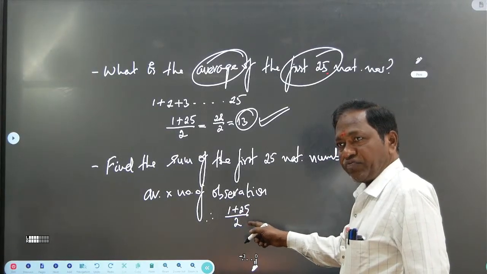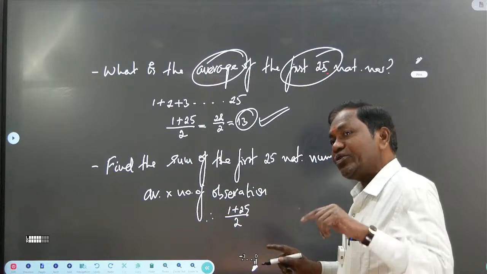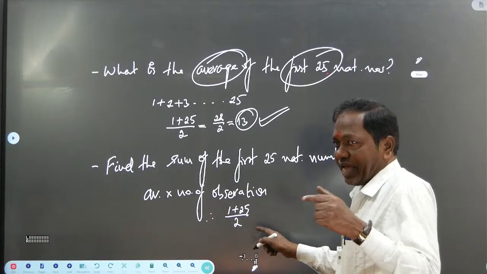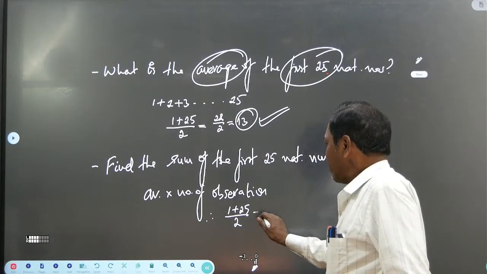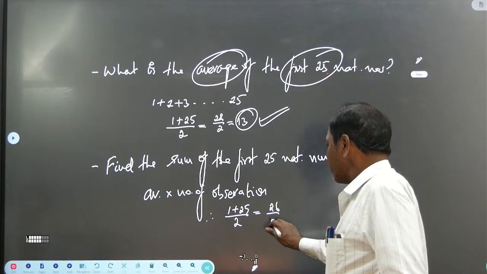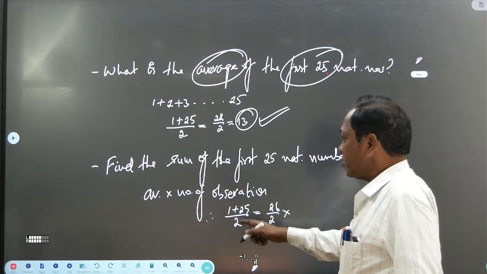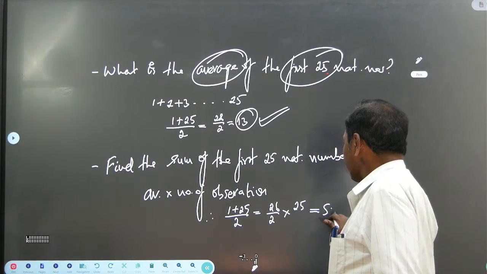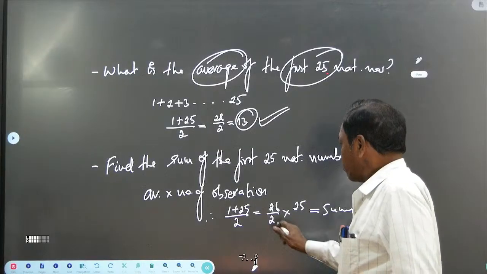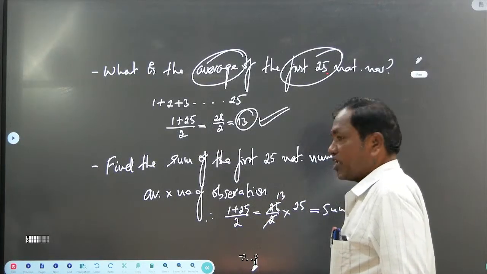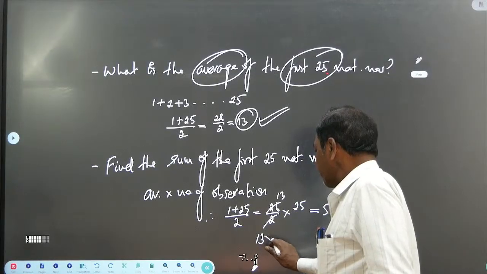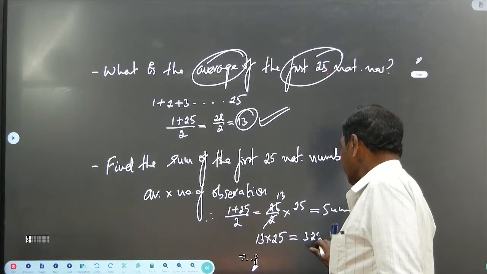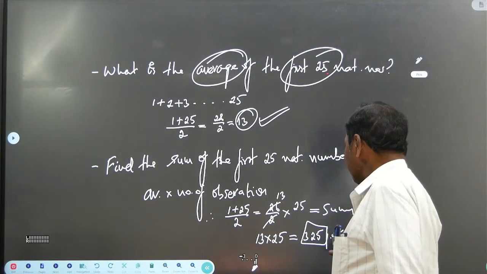Average means 1 plus 25. I am trying to explain how to reduce the working steps. 1 plus 25 by 2, you get the average. And then, 26 by 2 into how many observations are there? 25. Put 25. You will get the sum. So 2 ones are 2, 13s are 13 into 25. 13 into 25 is 325, right.